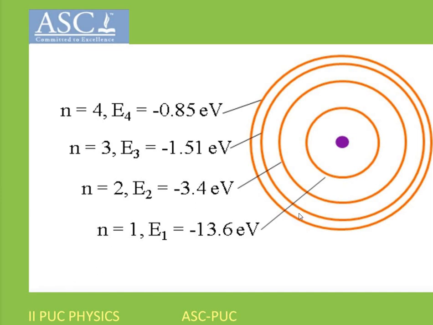According to Bohr's first postulate, if an electron is revolving in these orbits, what we call stationary orbits, then they will not emit energy. This is the meaning of Bohr's first postulate. That is, the electrons are restricted to well-defined orbits.